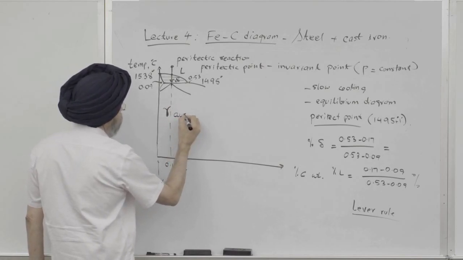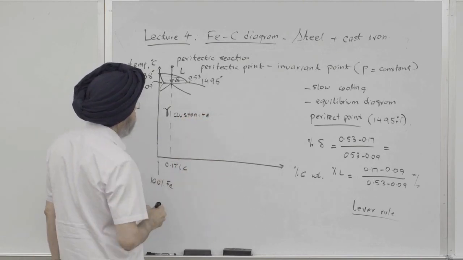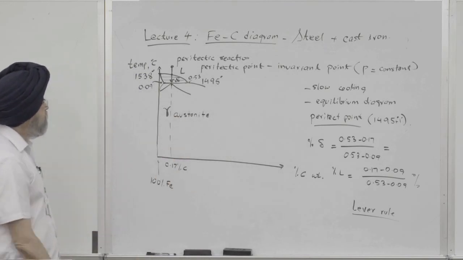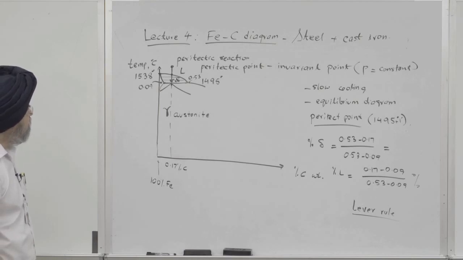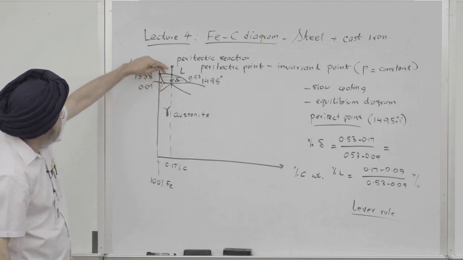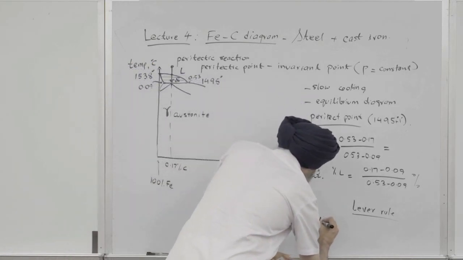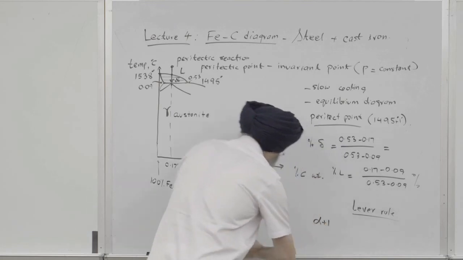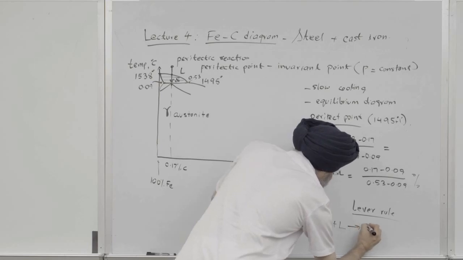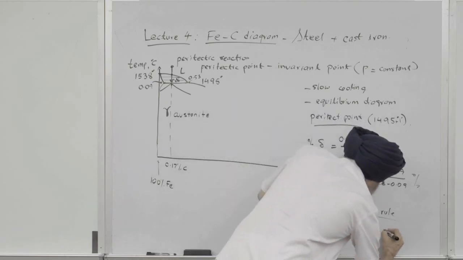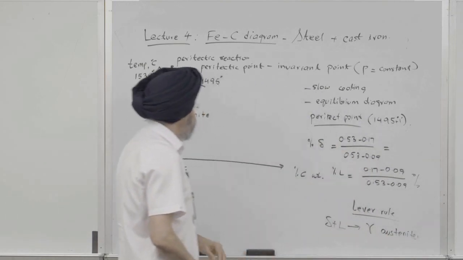Once we get just below that point, you have a phase called gamma. Gamma is also called austenite. Austenite is a very important phase in metallurgy, in steel. So what the peritectic reaction is: delta plus liquid gives you gamma. And gamma is austenite. So that's the peritectic reaction.